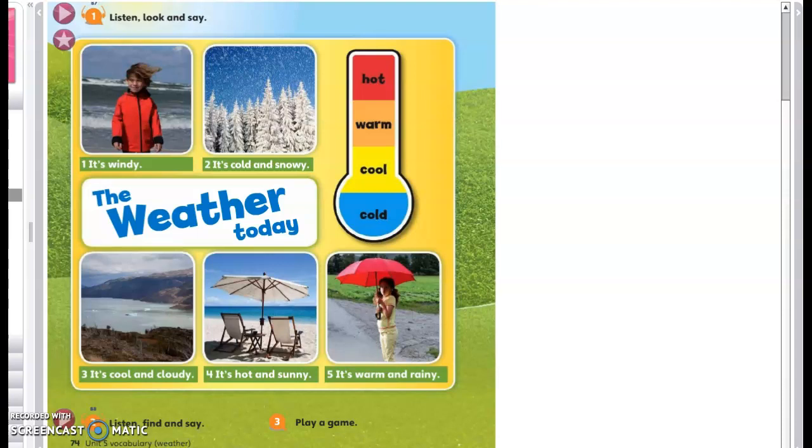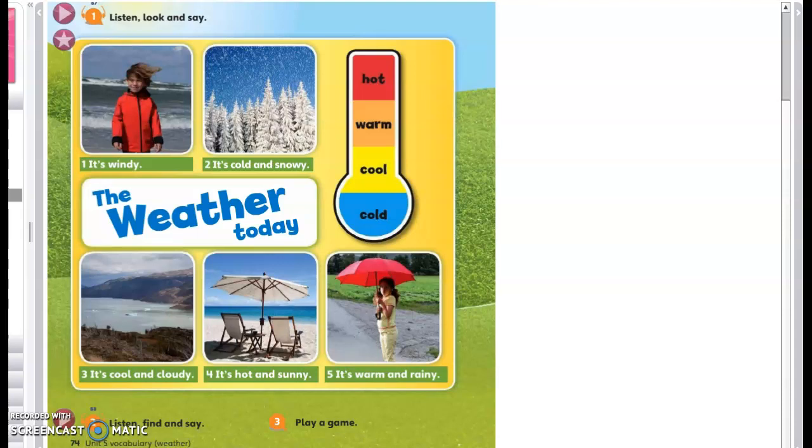Now I am going to give you sentences about the weather. I will choose each time one of these 5 sentences, and the only thing that you have to do is point to them. So you just put your finger on the picture and you repeat after me. Ready?